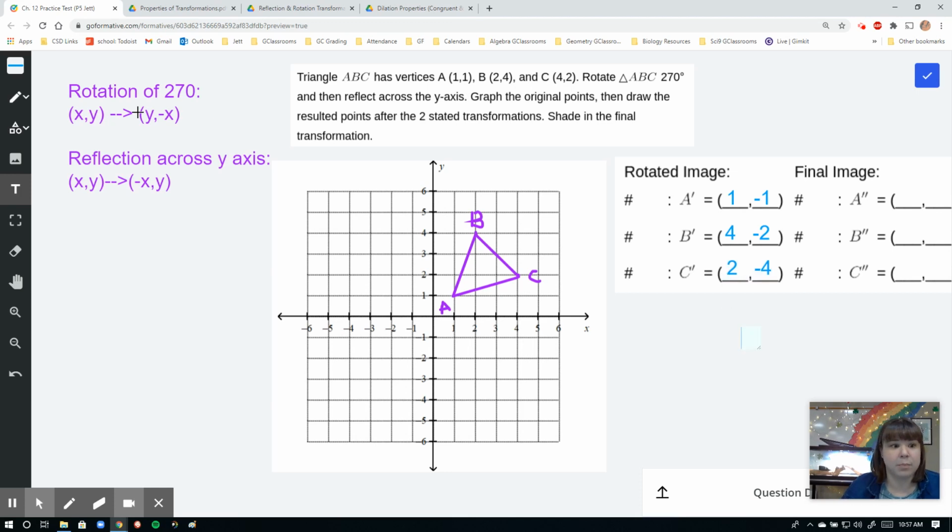Okay, so let's go ahead and plot those points. So (1, -1). There we go. 1, then -1. Let me make this dot a little bit bigger. There we go. Then (4, -2). So I go to 4, and then I go down 2. I'm going to have a dot there. Next one is (2, -4). And we got a dot there. Let's go ahead and use the line tool, connect the dots, make our rotated image. And there we go. So it's been rotated 270 degrees counterclockwise, and we get this.